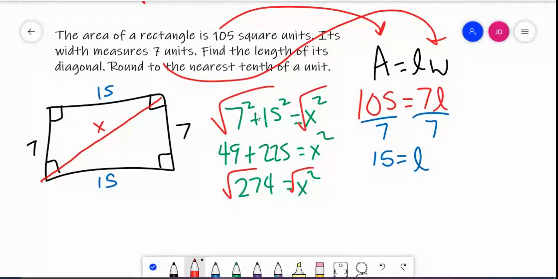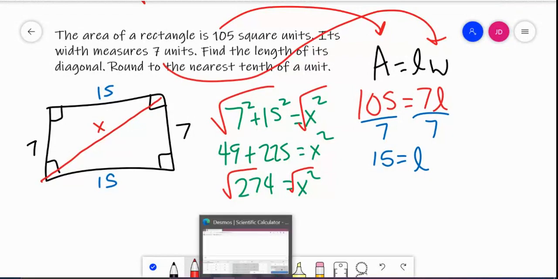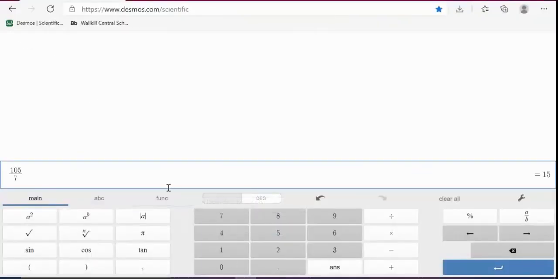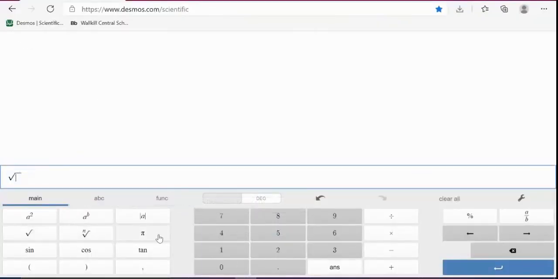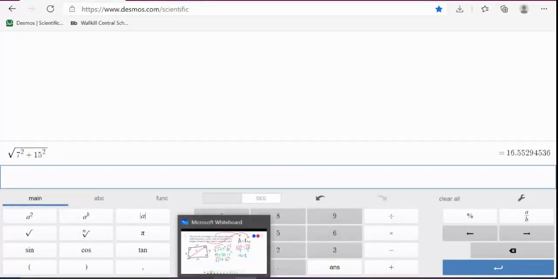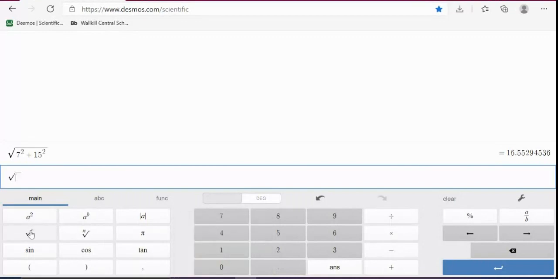This right here, square root of 7 squared plus 15 squared. So I put that in my calculator. Square root of 7 squared plus 15 squared. Since I'm finding the hypotenuse, it's about 16.5, right? Now, if I did the same thing with the other numbers, I should get the same answer, unless I made a mistake. Then I'll go back and see it. Yeah, same thing.